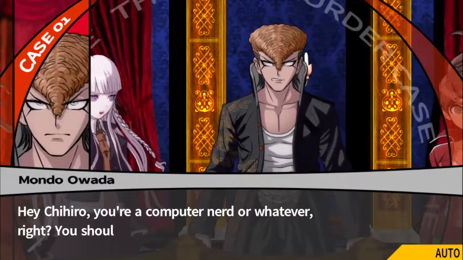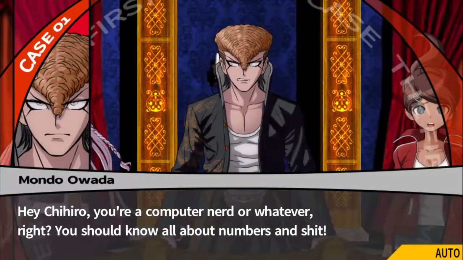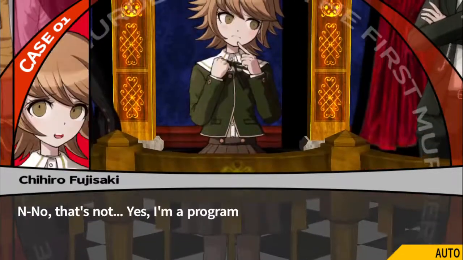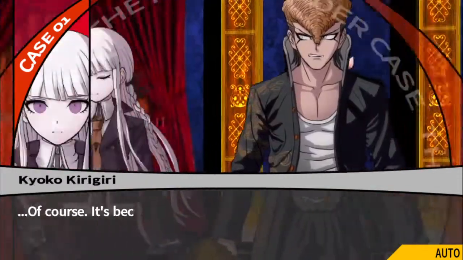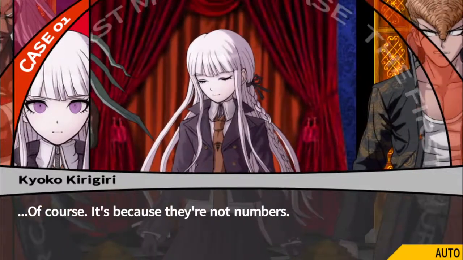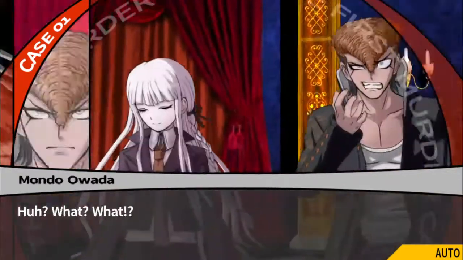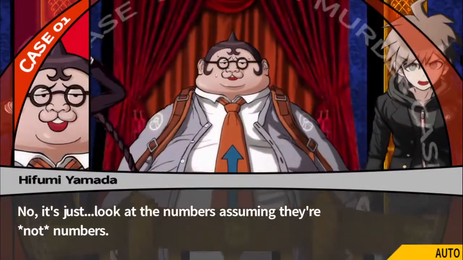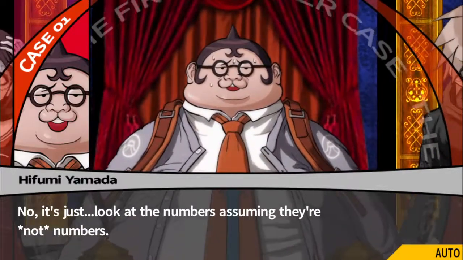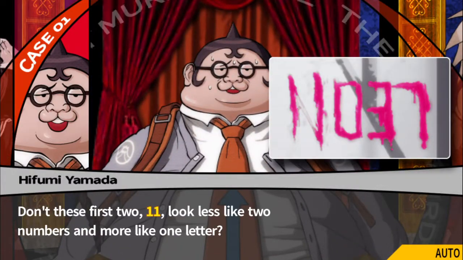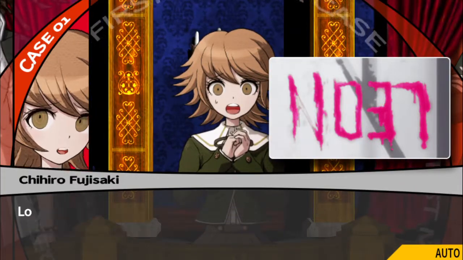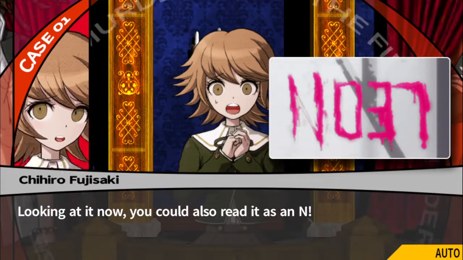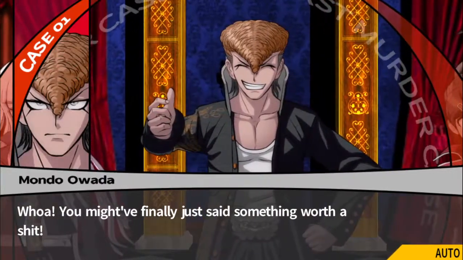11037? Hey, Chihiro. You're a computer nerd or whatever, right? You should know all about numbers and shit. Yes, I'm a programmer, but I don't see any kind of meaning in these numbers. Of course. It's because they're not numbers. Oh! Yeah, it looks like... Look at the numbers, assuming they're not numbers. Don't these first two, 1-1, look less like two numbers and more like one letter? Ah, you're right. The connecting line is barely there, so I assumed it was 1-1, but looking at it now, you could also read it as an N. Whoa, you might have finally just said something worth a shit.